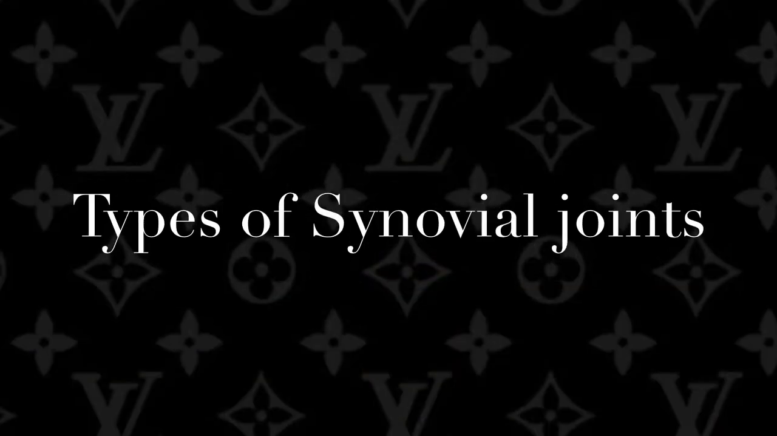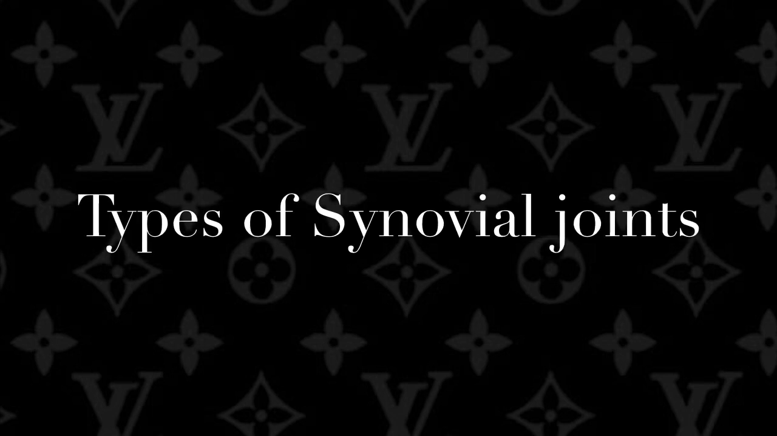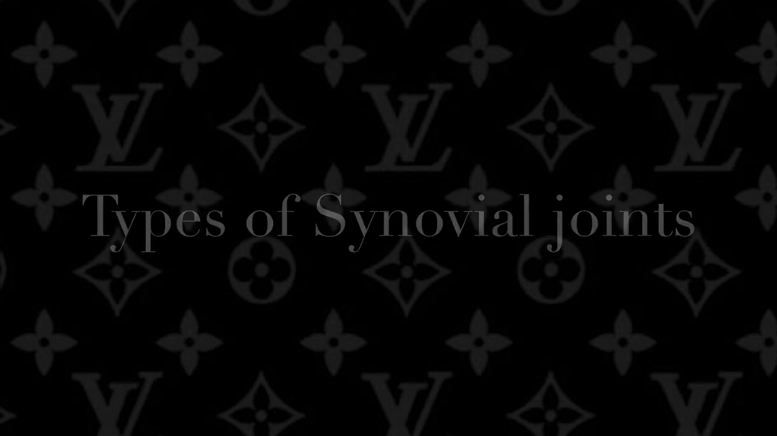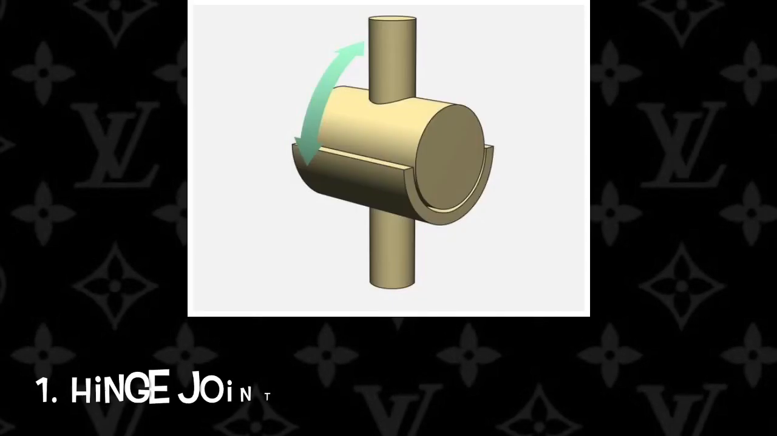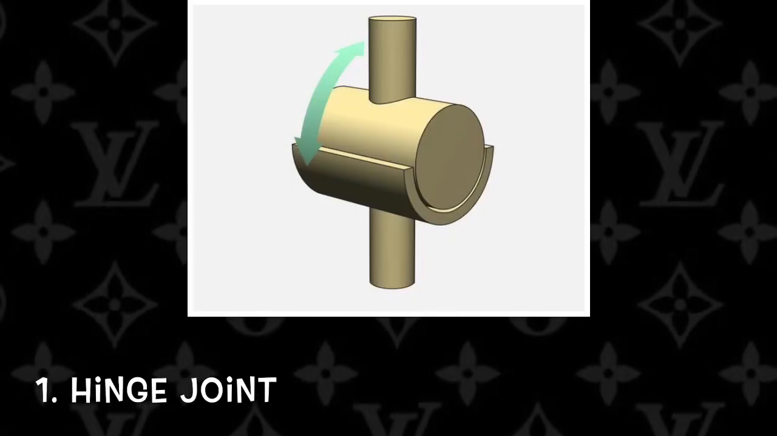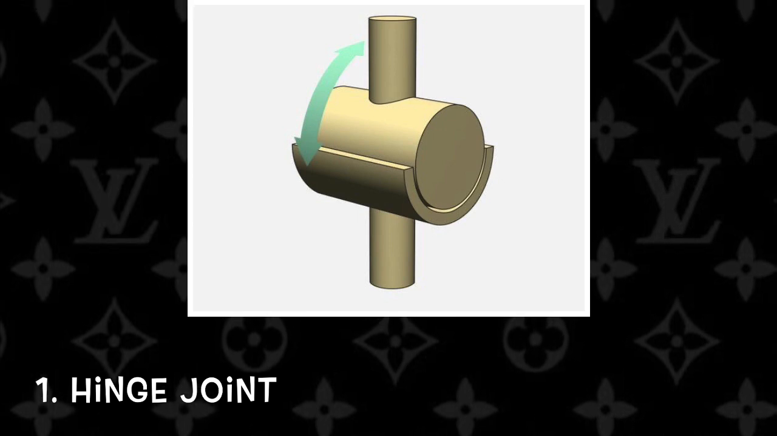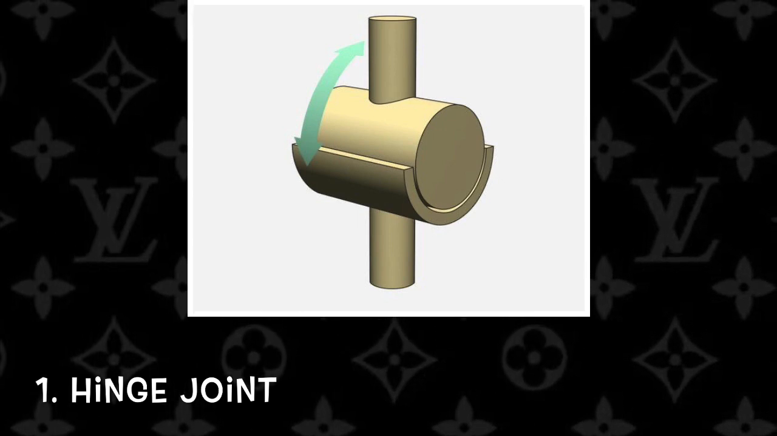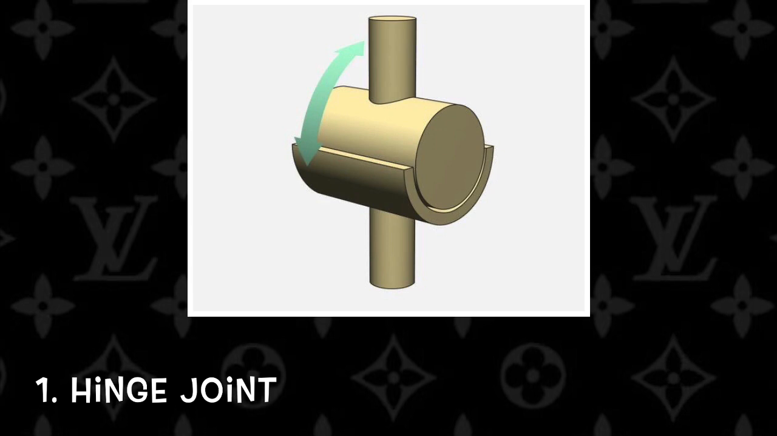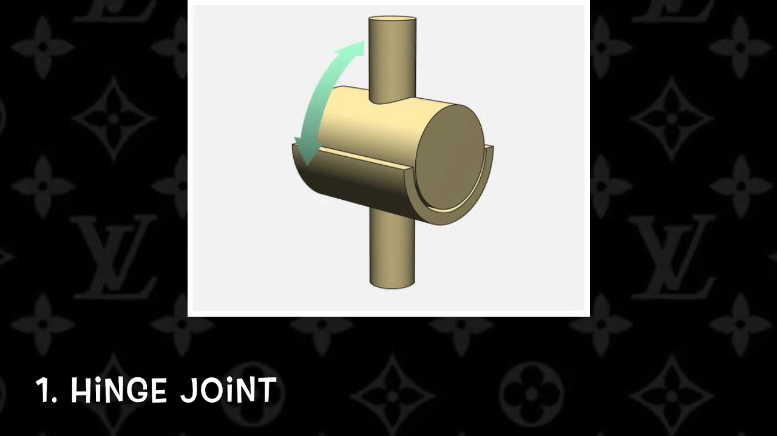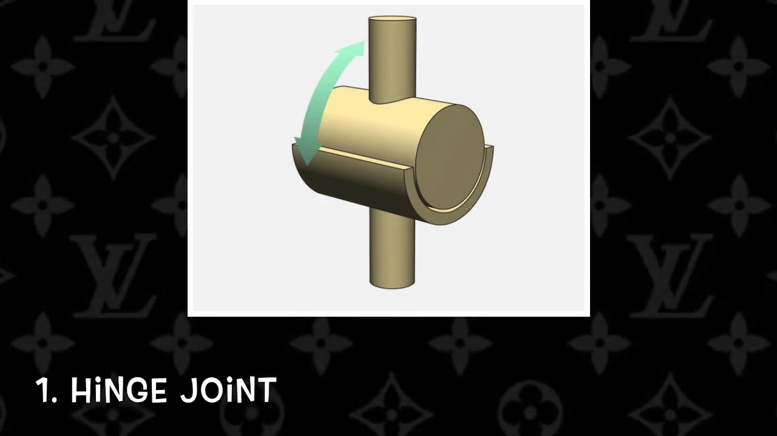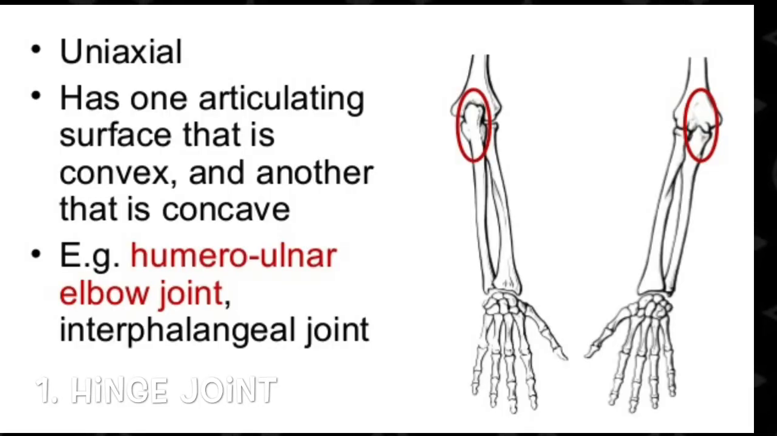Now let's see what the types of synovial joints are. The first one is the hinge joint, which is uniaxial, allowing movement in one direction. It has one articulating surface that is convex and another that is concave, just as shown in the picture. For example, the humero-ulnar elbow joint and the interphalangeal joint.